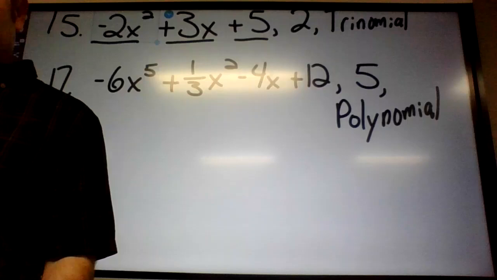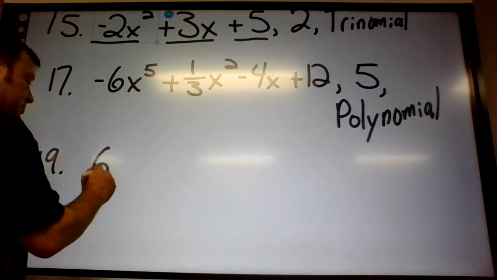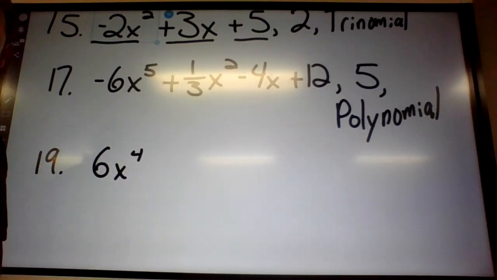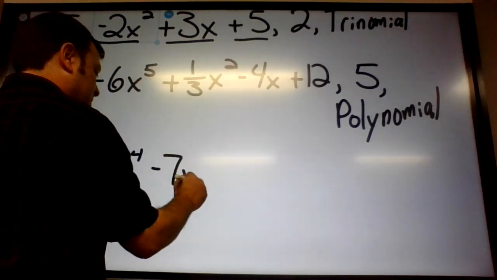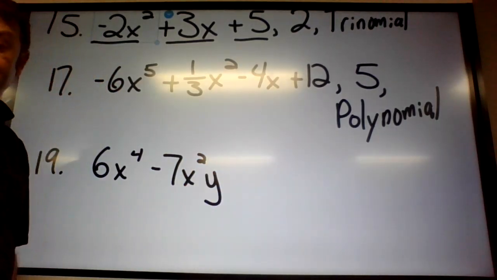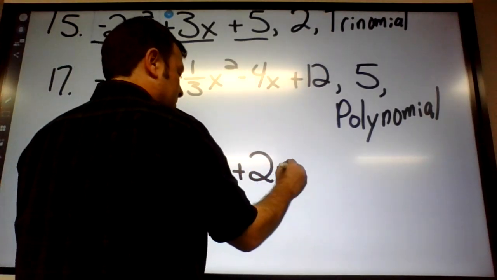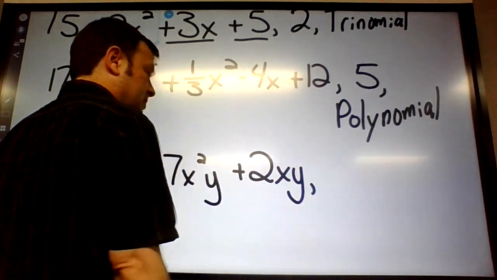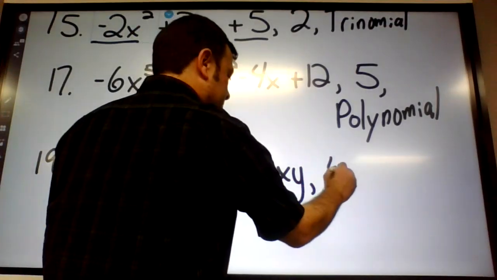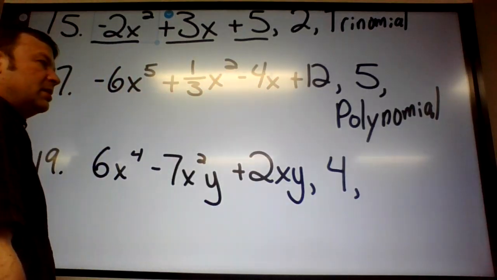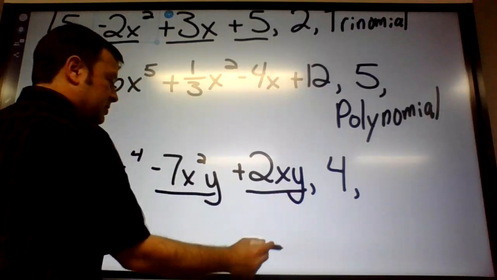Okay, 19. Which one do you guys think should go first? 6x to the fourth is correct. The largest. And then what comes second? Minus 7x squared y. And then that leaves the 2xy. What is the degree of this polynomial? 4. And what kind of polynomial is it? Trinomial. 1, 2, 3, trinomial.